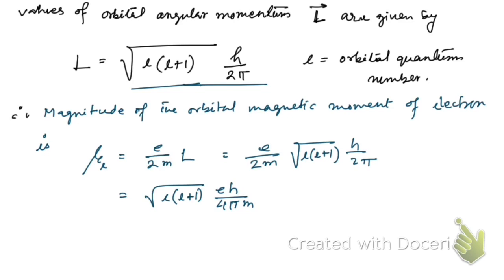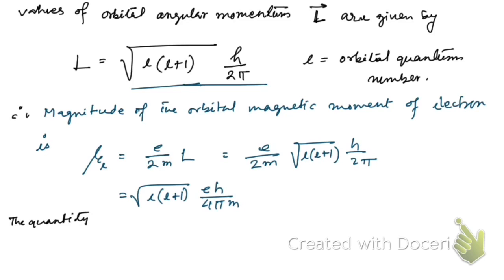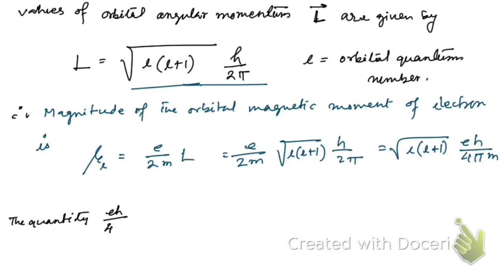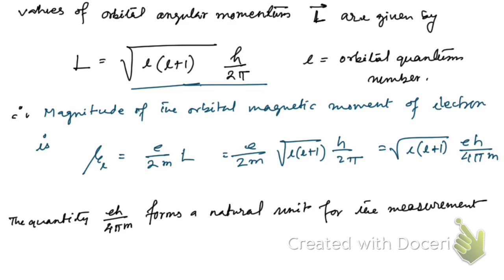And this quantity, e into h by 4 pi m, forms a natural unit for the measurement of atomic magnetic dipole moment.